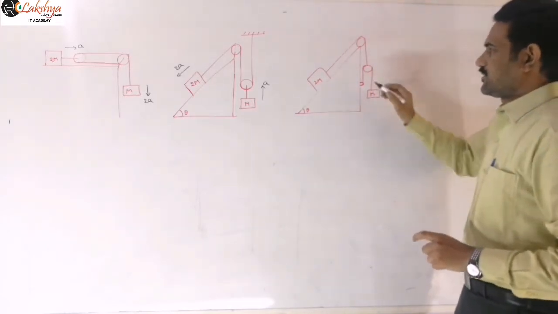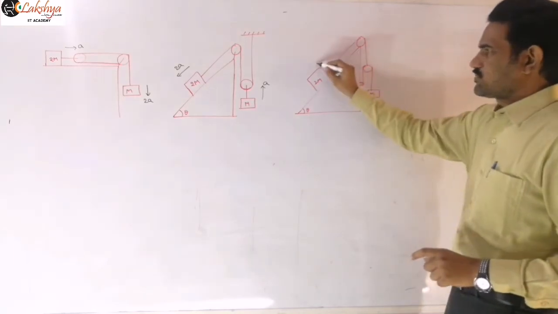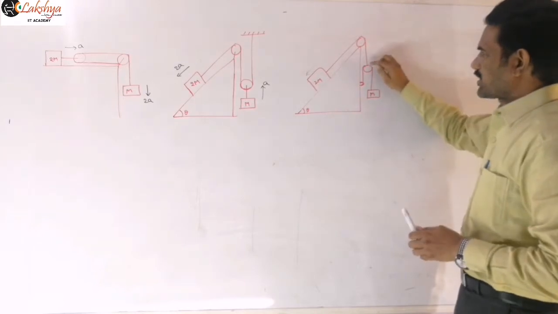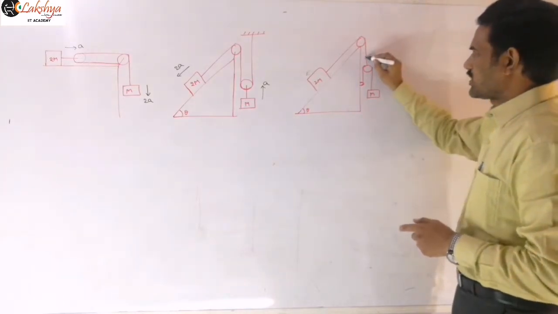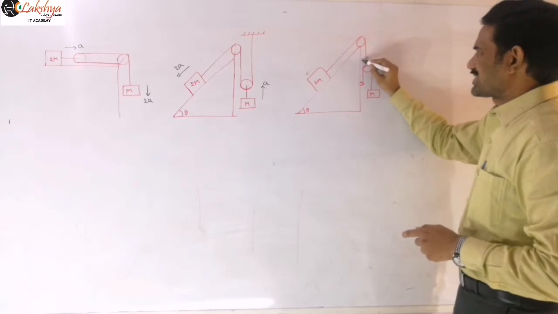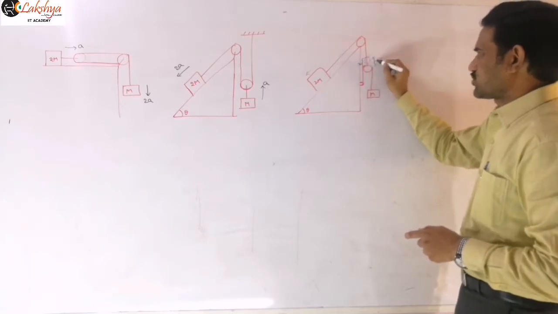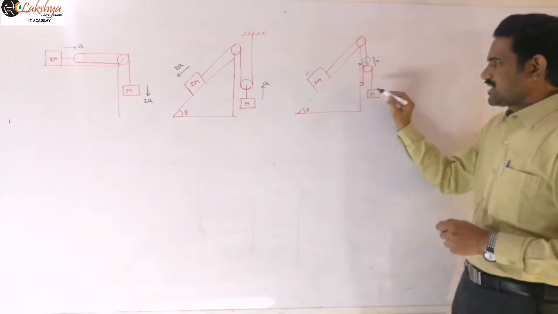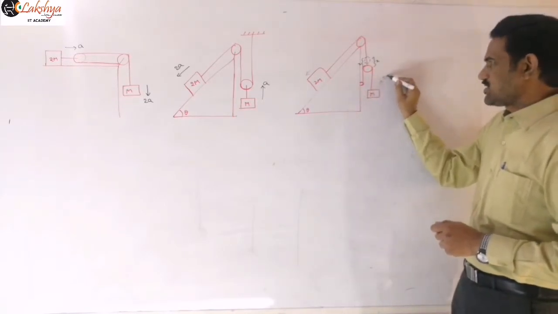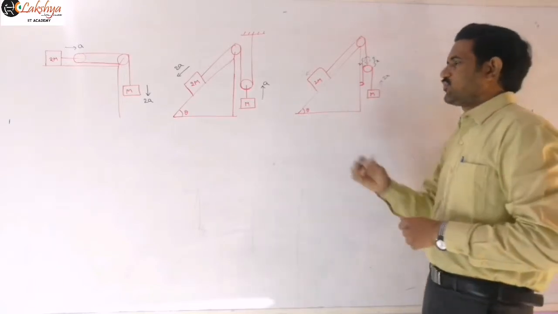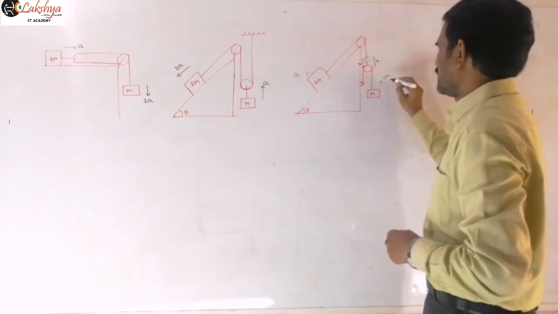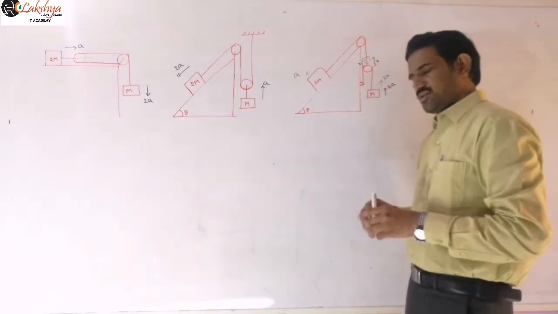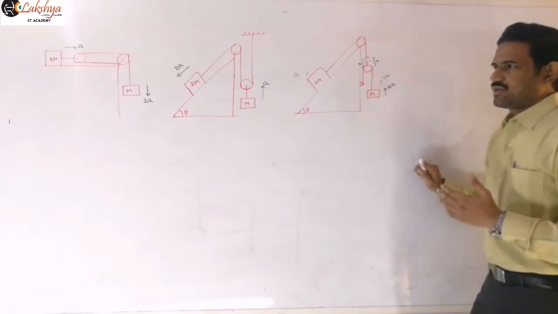Is it clear? If this block is moving down by a distance x, then this pulley should rise by a distance x here. So this side x length should increase and this side x length should increase. So where should that string come from? Because this end is tied here, only this block should rise by a distance 2x. So if you are assuming this acceleration as a here, then the acceleration of this block will be 2a in the upward direction. So that is the acceleration relation there.